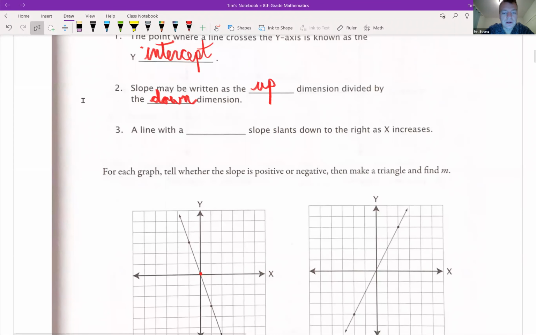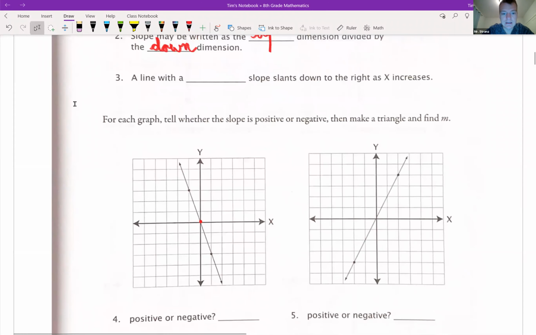Okay, number 3, a line with a blank slope slants down to the right as x increases. So if we see a line that slopes down to the right, for instance, look at this one right here. It's sloping down to the right. X is going to be increasing, right? So each time x is here, then it's going to be here, then here, and it's going to go on. So a line with a negative slope.